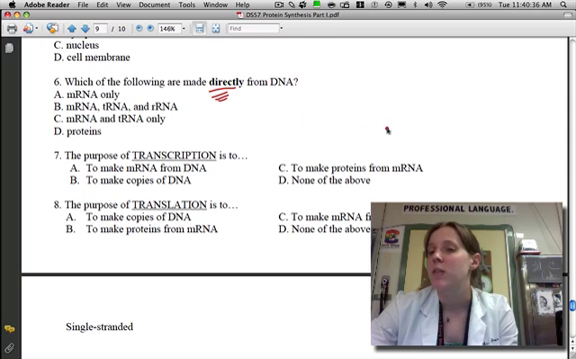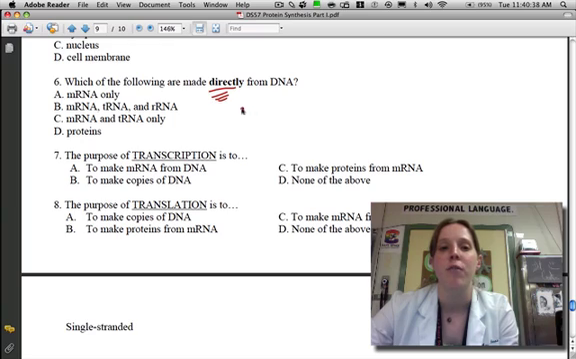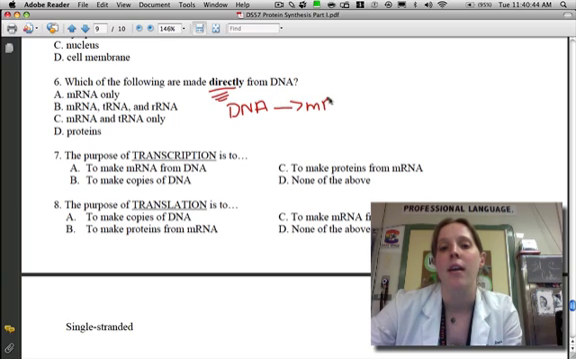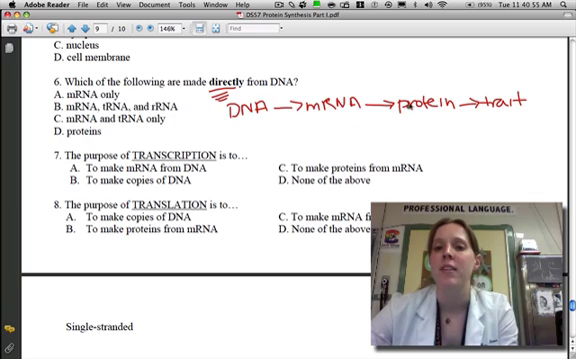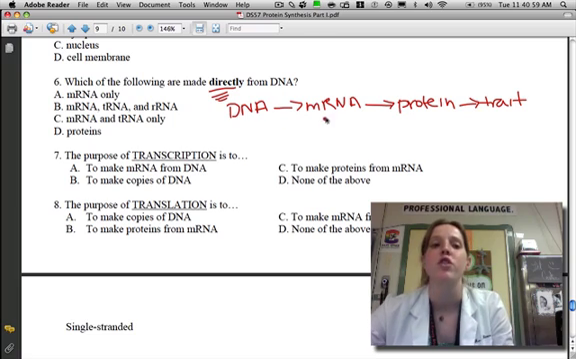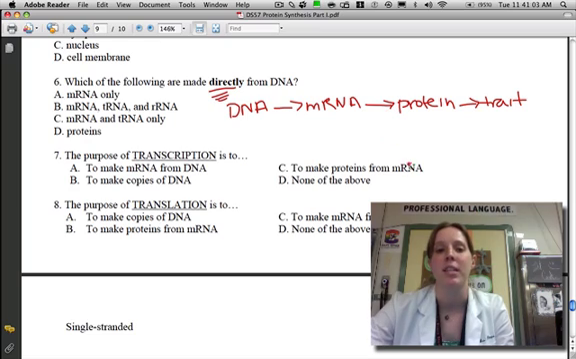So let's think about those arrows we drew at the end of our day sheet from class. We drew some arrows that look like this: DNA going to mRNA, which goes to a protein, which goes to a trait. And I should be able to think about these arrows and be able to figure out now which of these parts is made directly from the DNA. So see if you can pick out the correct answer to that question.